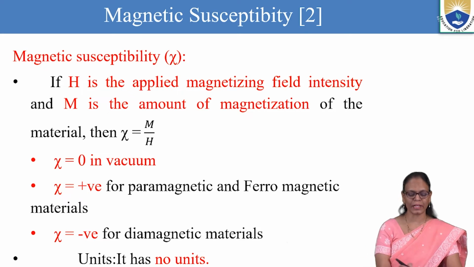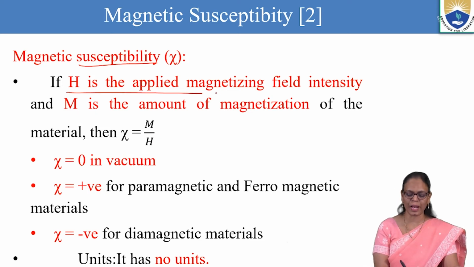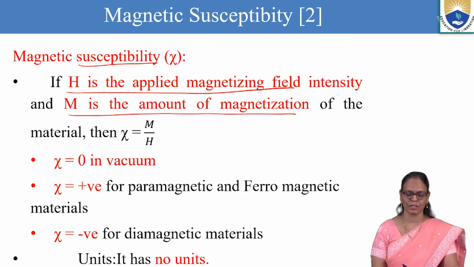Now coming to the magnetic susceptibility. We have already discussed what susceptibility is. It is the ratio of the magnetization to the magnetic field intensity. So H is the applied magnetizing field, M is the amount of magnetization. So chi is equal to M by H. And chi is equal to 0 in vacuum. In vacuum, it is 0.